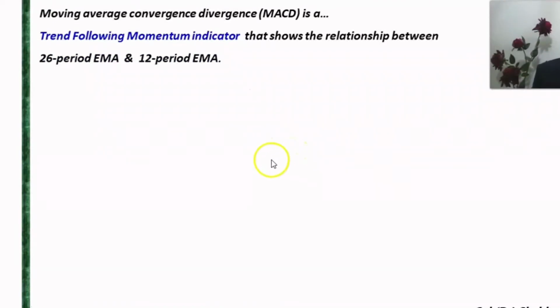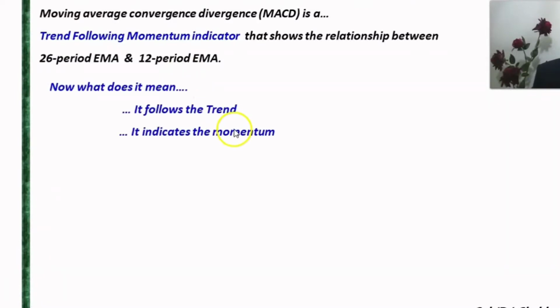What is it? A moving average convergence divergence is a trend following momentum indicator that shows the relationship between the 26 period exponential moving average and the 12 period exponential moving average. Understood nothing? Alright, let me explain. What it means is that it follows the trend. MACD is an indicator which follows the trend and which indicates the momentum. And all this English that is written here actually says how it is calculated.